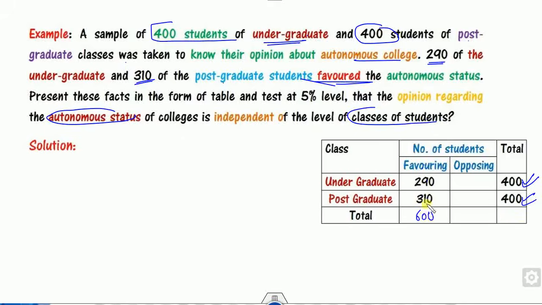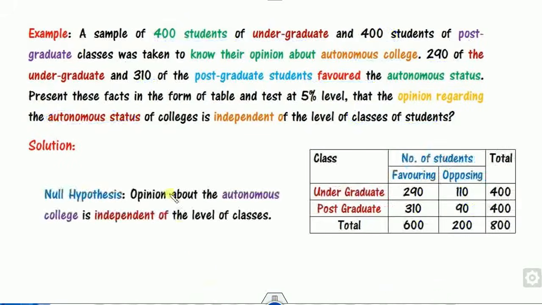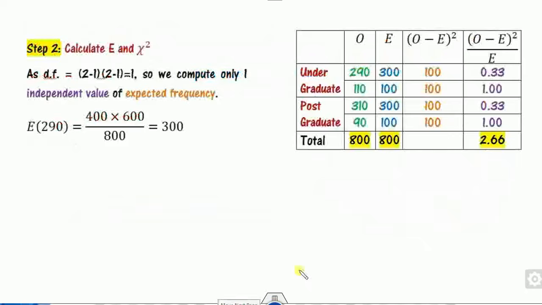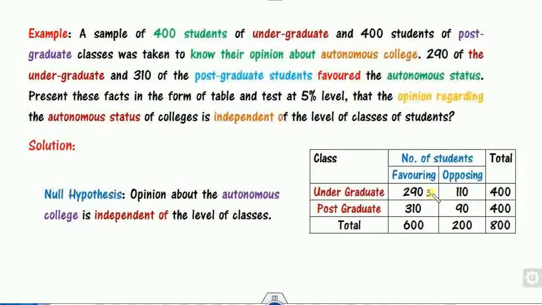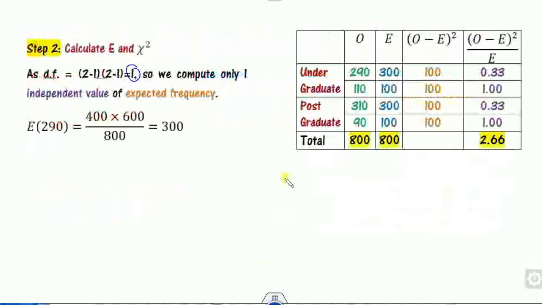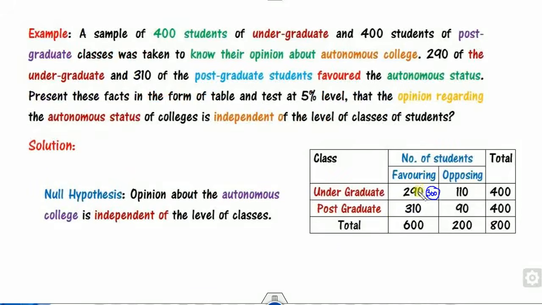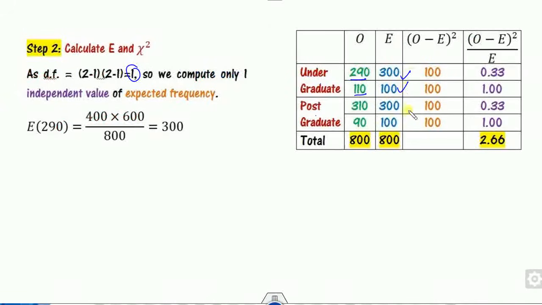So the total is this. Total is 800. This is 90, this is 110. So now you can find the H0. Now you can find the degree of freedom 1, so there is a need for only 1 value. You can find the 290 as 300, so the corresponding value is my 300. I can write undergraduate, postgraduate. Undergraduate is 290, 110. So this is 300, this is 400, so it is my 100. So you can see that. Similarly, you can find the other pairs.